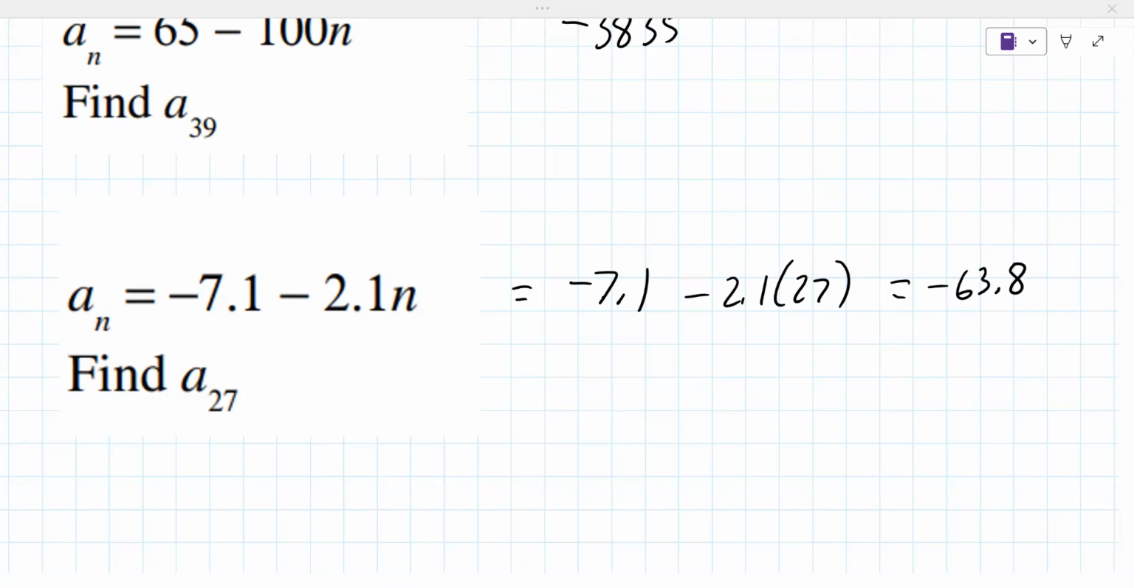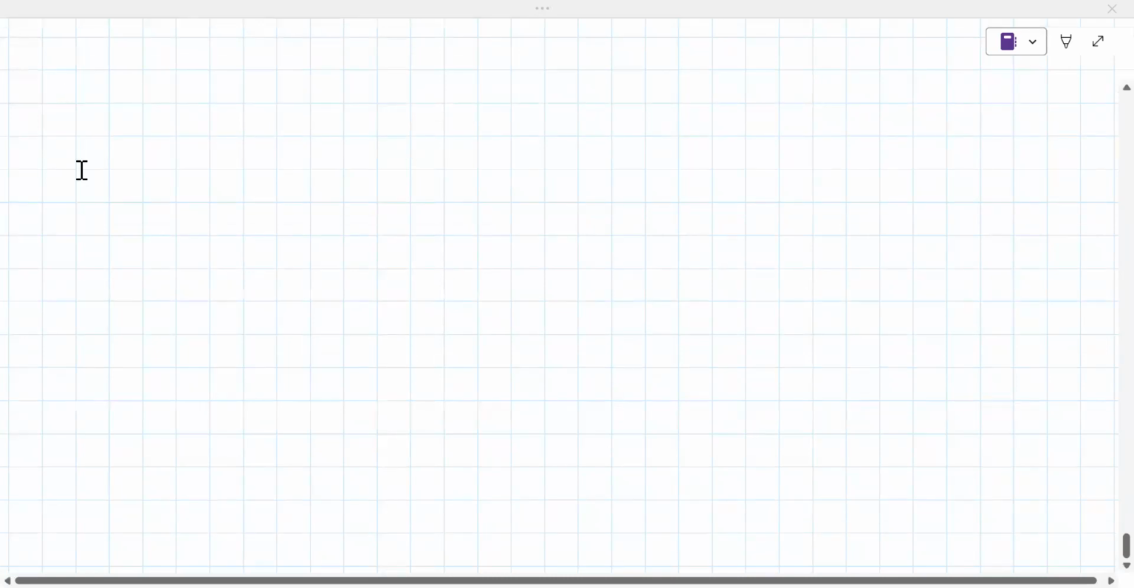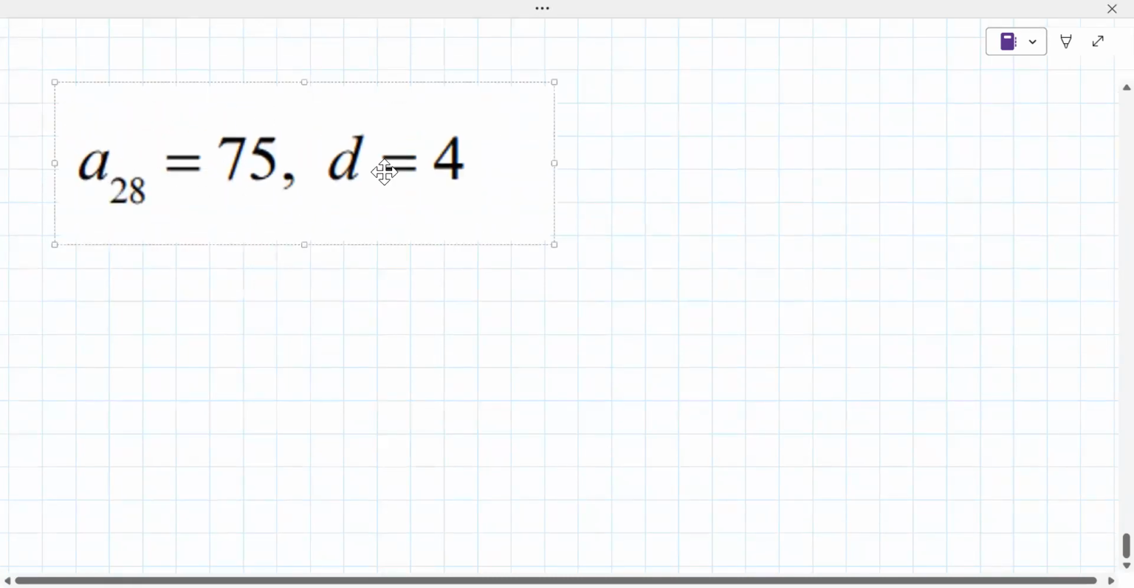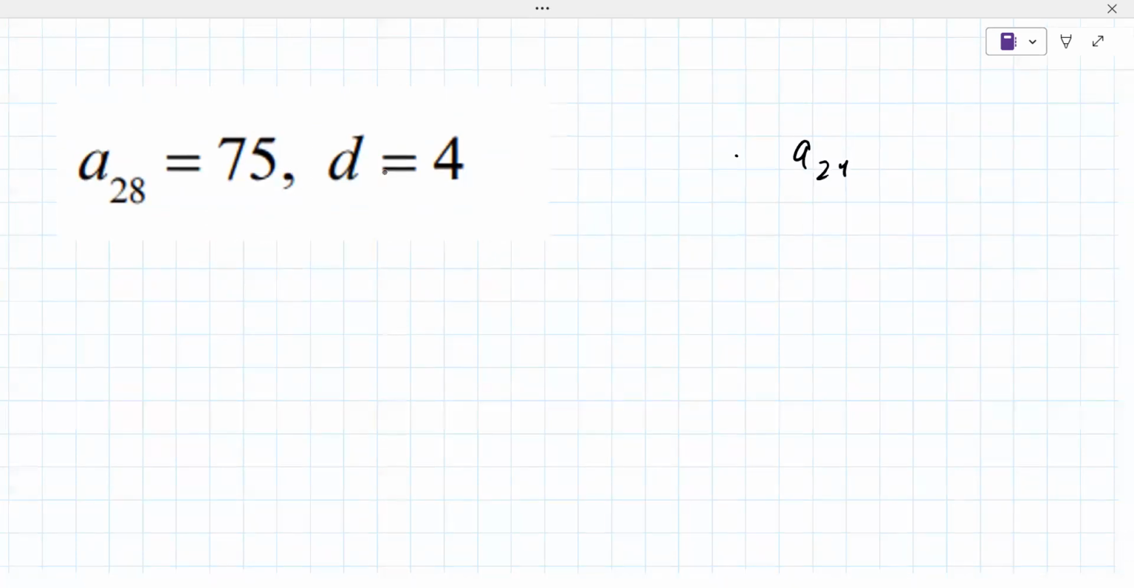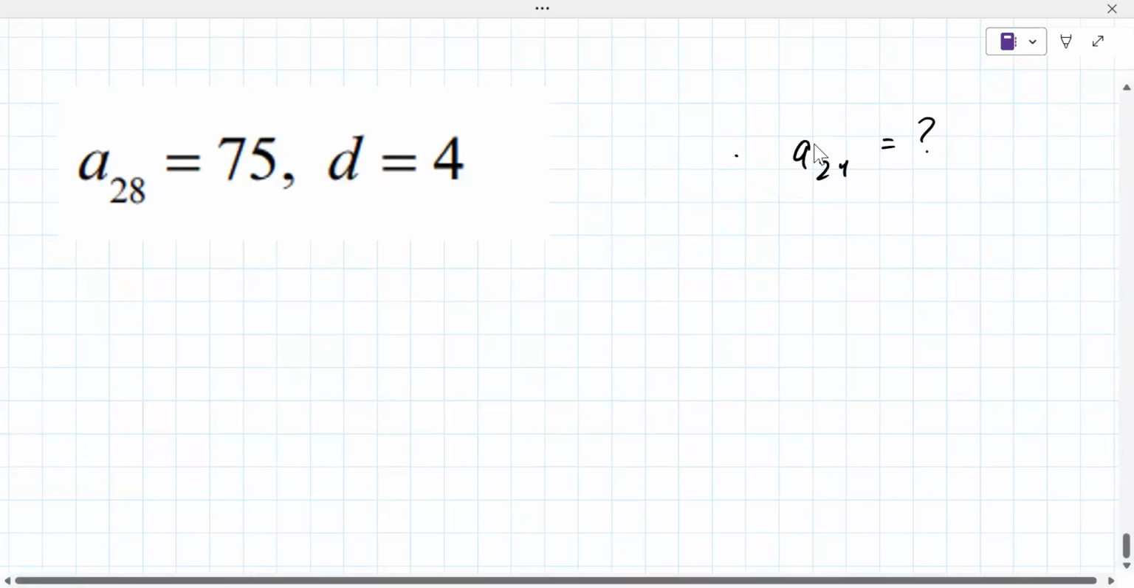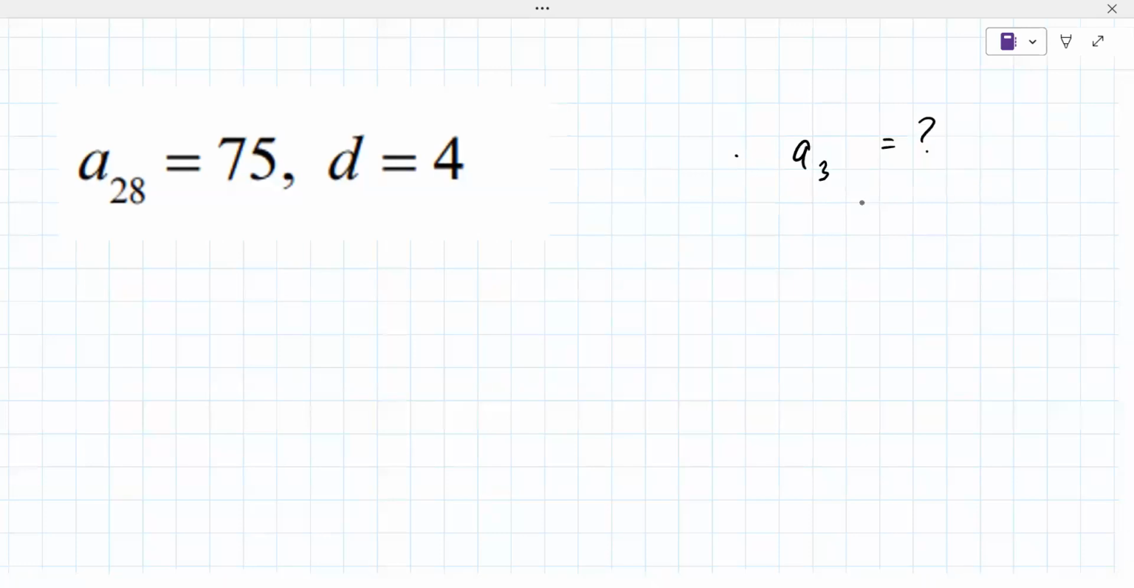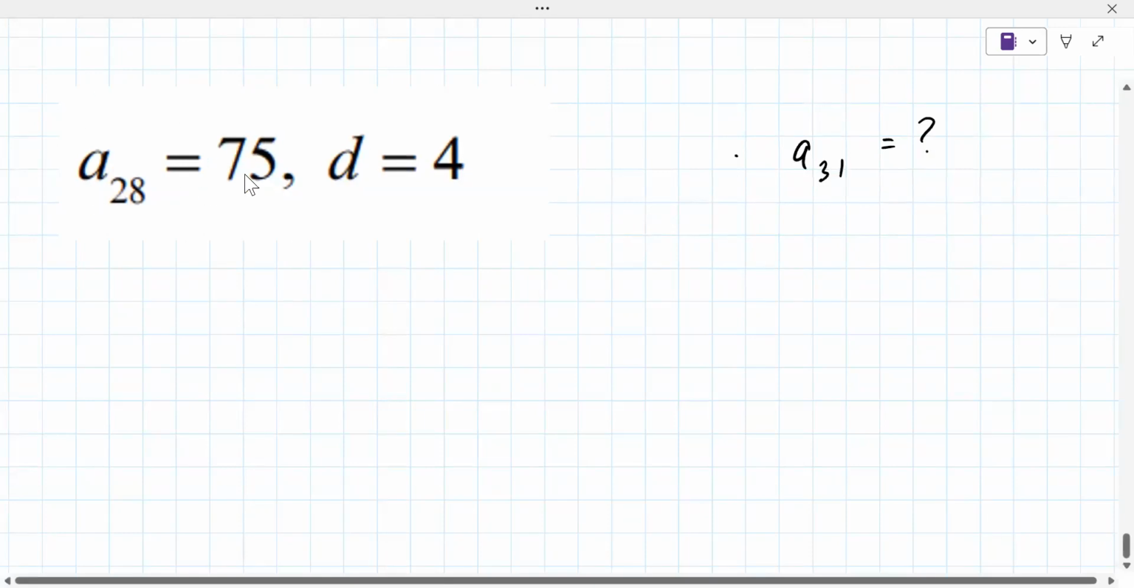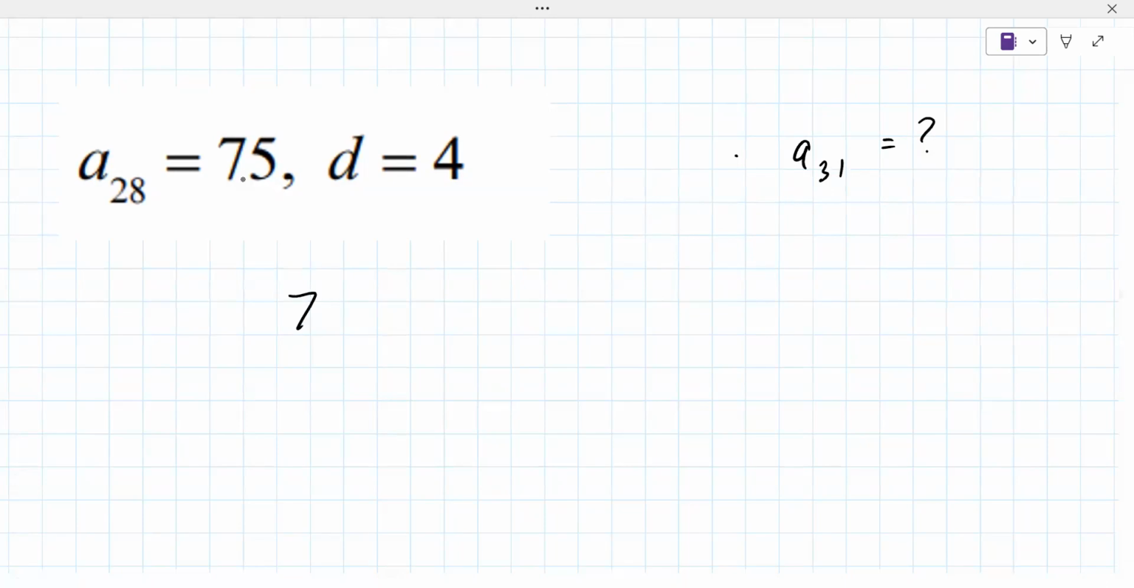Okay, here is a problem. It's kind of like what we were doing earlier. But let me throw this in front of you and see what you think here. I don't want to throw in any weird stuff. We're getting close to the end here anyway. Let's say I wanted the 31st term. We know the 28th term is 75. What is the 29th term?